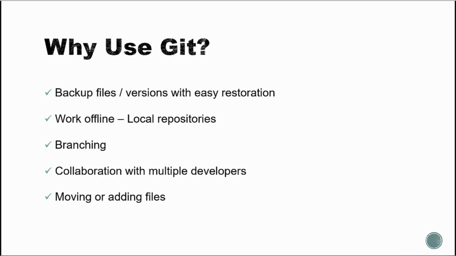And we also have branching, which allows you to have individual lines of development, which I'll get to in a minute. Collaboration with other developers is easy because they can work on their own branch or version of the project, leaving the main code base intact. Alright, so when you're doing things like moving or adding files, it's really easy, and Git tracks all your movements, so you always know where everything is at all times.